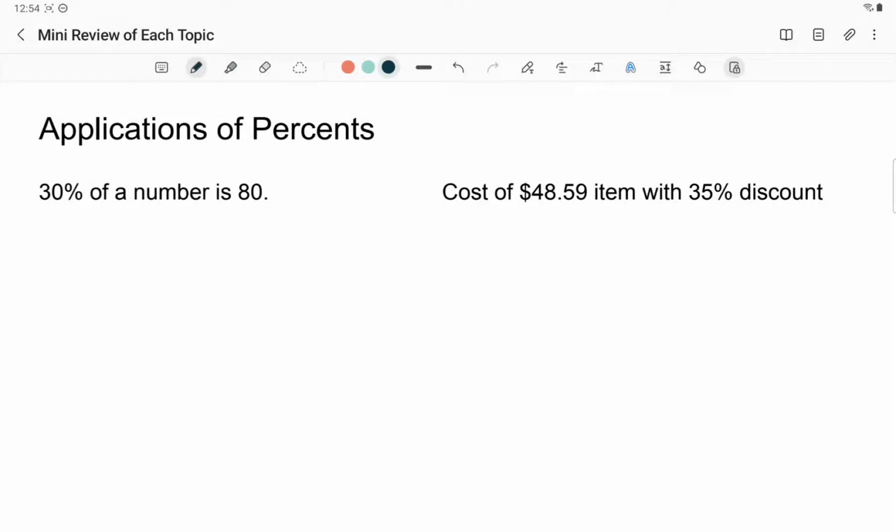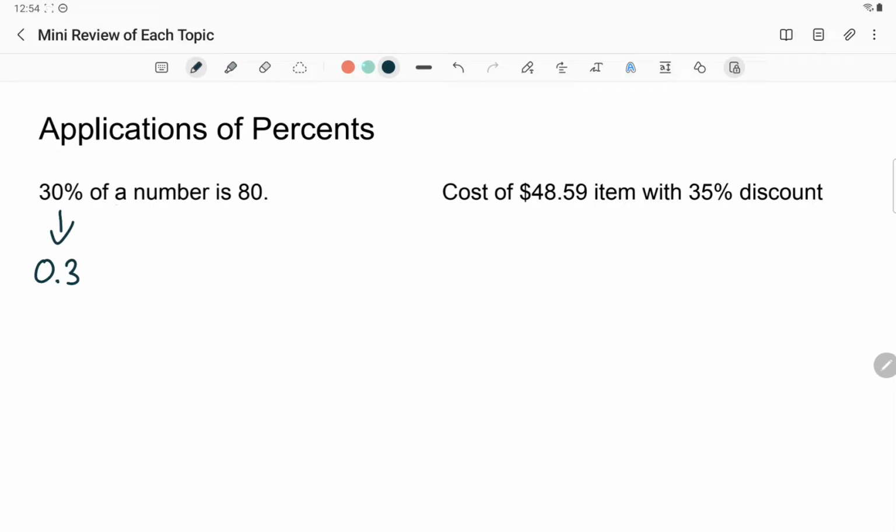A couple questions with percents. So the first one: how do we determine what the number is if we're asking 30% of a number is 80? What I like to do is turn these statements into a mathematical equation. So 30%, to convert a percent into a decimal, we just have to divide by 100. So 30 divided by 100 will give you 0.3.